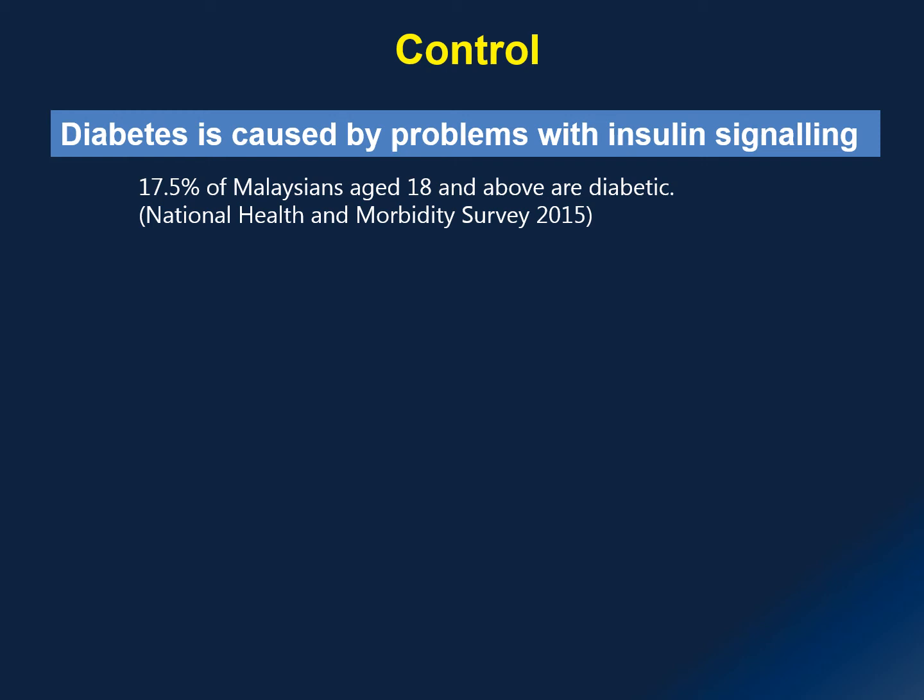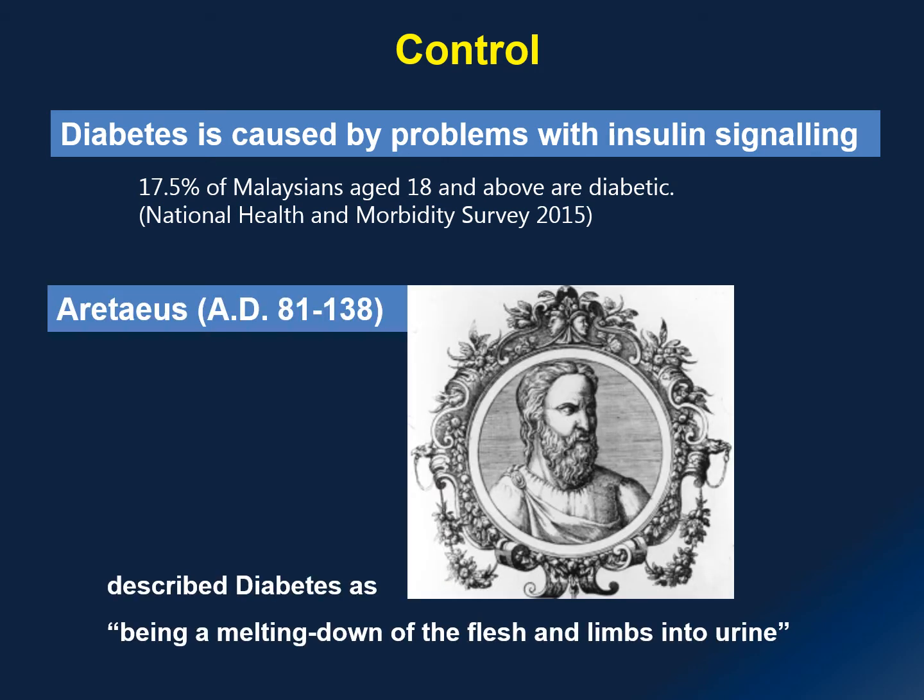And in this section, we'll have a quick view on diabetes, which is the most prevalent metabolic disease. So this is the ancient Greek physician Aretaeus, and he was among the first physicians to characterize type 2 diabetes 2000 years ago. And here's one interesting observation he had made, which is the melting down of flesh and limbs into urine. So he was actually describing polyuria or frequent urination associated with diabetes.